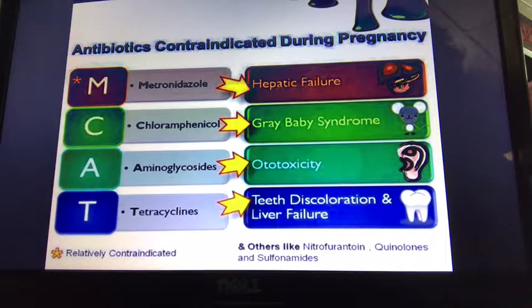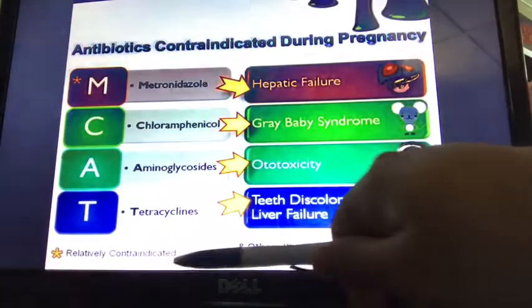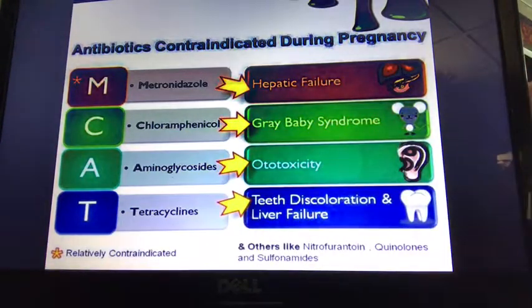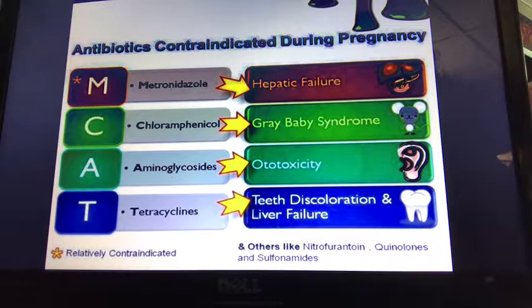Contraindications during pregnancy. Not a lot of medications can be taken during pregnancy. These are 4 types or classes that are contraindicated during pregnancy and why. And the letter M is relatively contraindicated. So that means that the physician is going to weigh the risks and benefits of that particular person's health and what their case is. So metronidazole can cause hepatic failure in an infant.